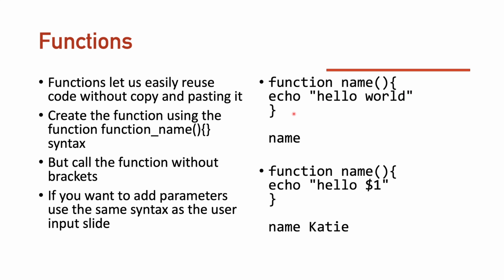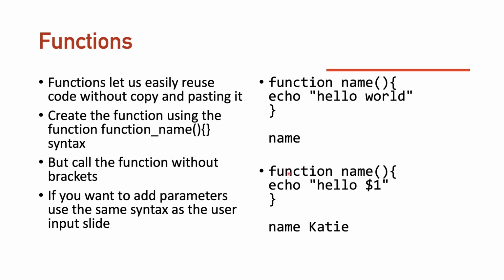If we want to use that function later on, we just call it without the brackets. In a lot of programming languages, especially if you're used to C style syntax, you actually have to include the brackets every single time. But with functions in Bash, you actually don't have to. You can just do name and then it will run hello world.